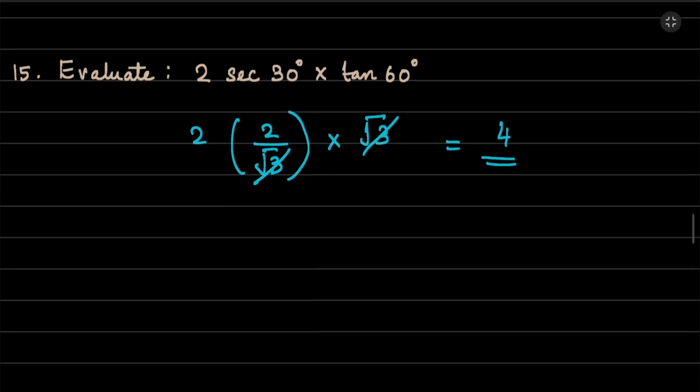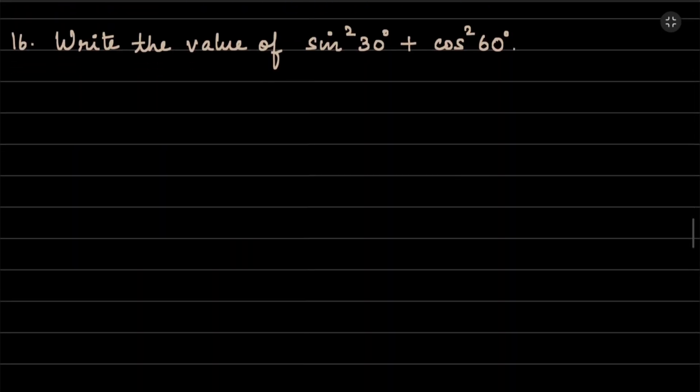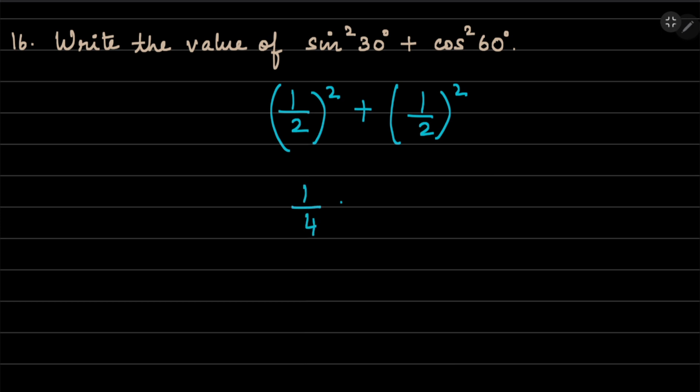So, hope you understood. Moving on to the next one. Write the value of sine square 30 plus cos square 60. What is sine square 30? Sine 30 is 1 by 2. So 1 by 2 the whole square, plus what is cos 60? It's also 1 by 2, 1 by 2 the whole square. So this is nothing but 1 by 4 plus 1 by 4. When you take the LCM, numerator you have 2 by 4, which is 1 by 2.